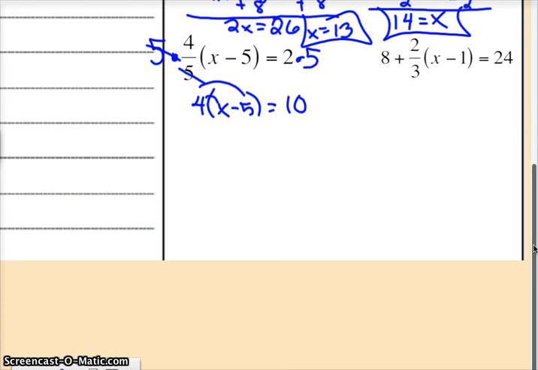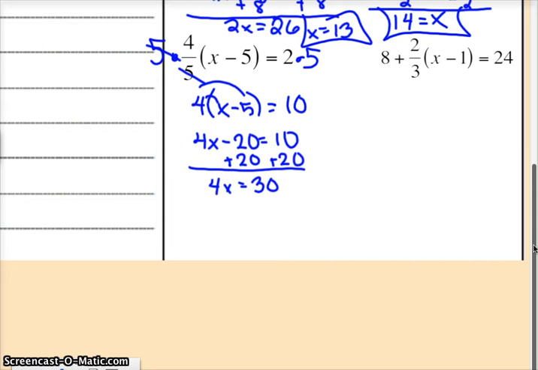Distribute. 4x minus 20 equals 10. Plus 20. 4x equals 30. Divide by 4. And 7.5 is the final answer. This one's a little more abstract. So I just always think multiply everything unless it's protected.